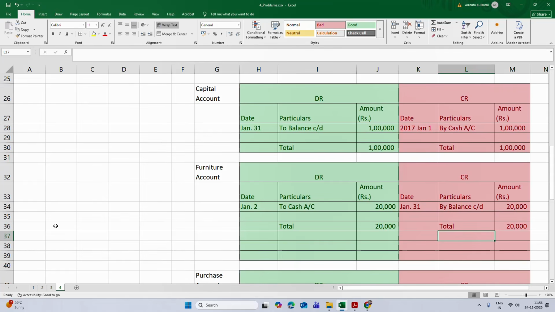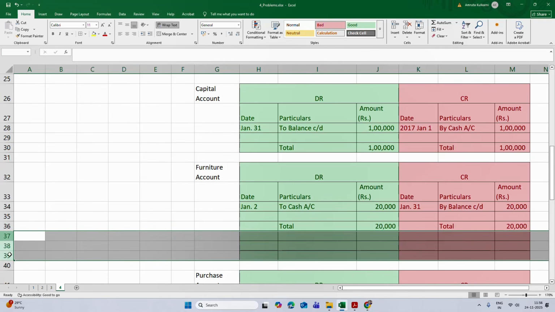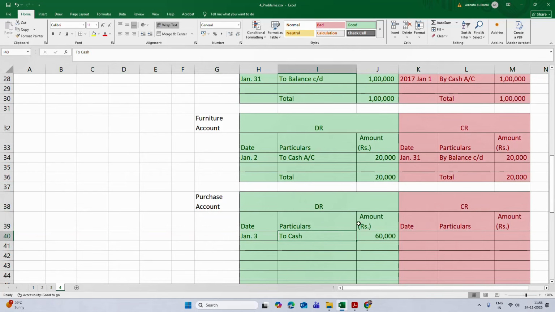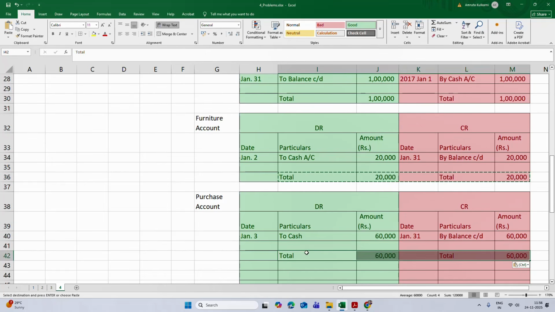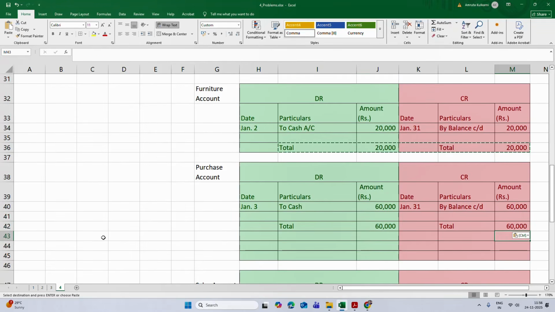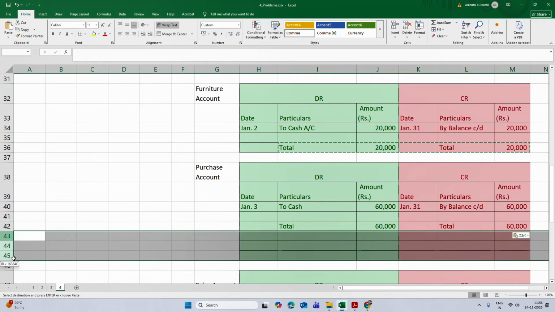So again, furniture account is balanced. In this way you have to balance all the accounts. So this one is to cash. So here also, balance carried down will be 30,000. So balance carried down will be 60,000. So now this purchase account is also balanced.